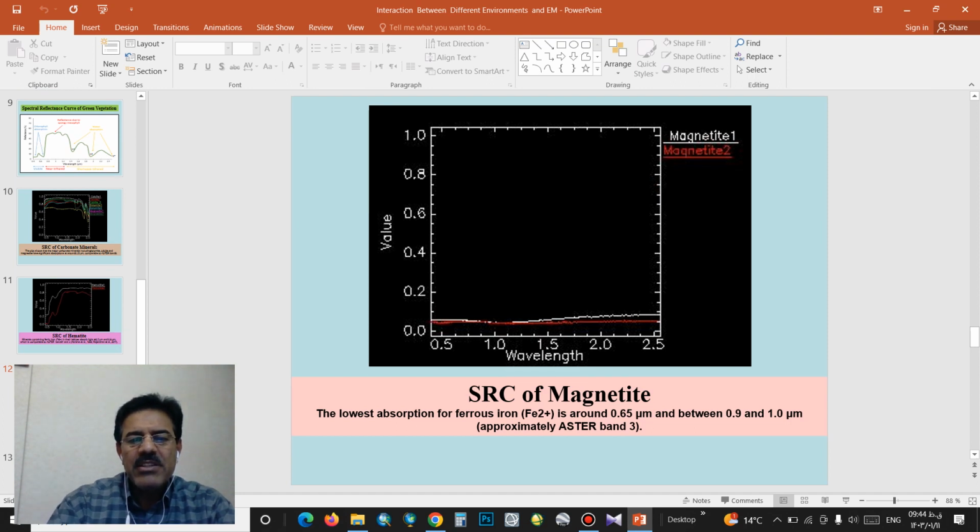This slide is showing a spectral reflectance curve of magnetite. The lowest absorption for ferrous iron Fe2+ is around 0.65 micrometers, and between 0.9 and 1.0 micrometers, approximately ASTER band number 3, for detection of magnetite.